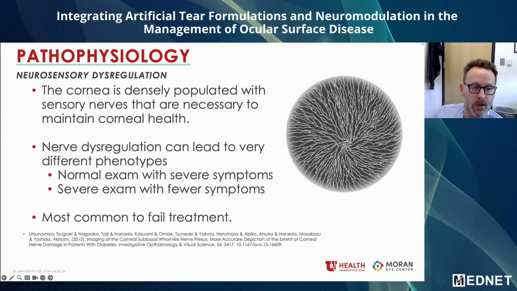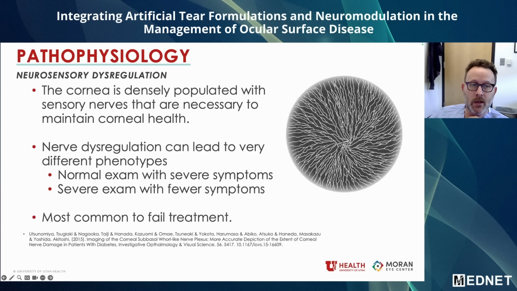And we've also seen the opposite, a patient who has significant disease, severe meibomian gland disease, a lot of staining on the surface of the eye, and they're fine. They might have a little blurry vision, but they're not symptomatic at all. So why does this happen? It likely involves neurosensory dysfunction.